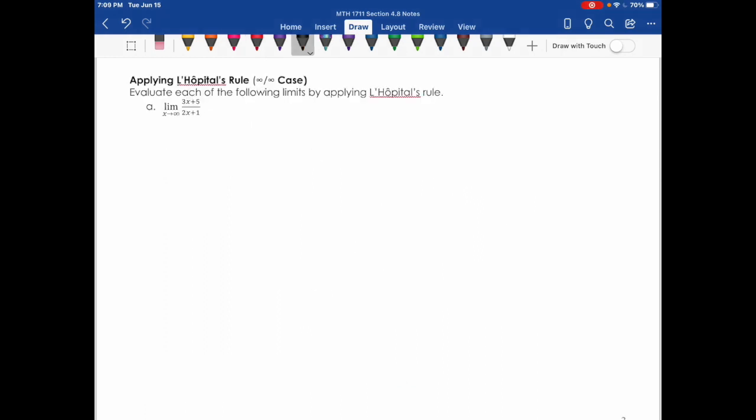In the next couple of examples, we're going to go through the same idea, but we're going to show you the case where you can get infinity over infinity. So in this first example A, it says the limit as x approaches infinity of 3x plus 5 over 2x plus 1. Now certainly if you start plugging in really huge numbers, the top is going to grow without bound and the bottom is going to grow without bound as well. So this is where you have the case of infinity over infinity. So because we have that indeterminate form, we can apply L'Hopital's rule.